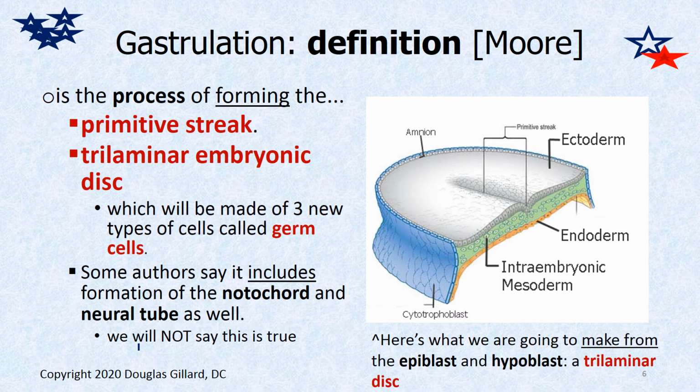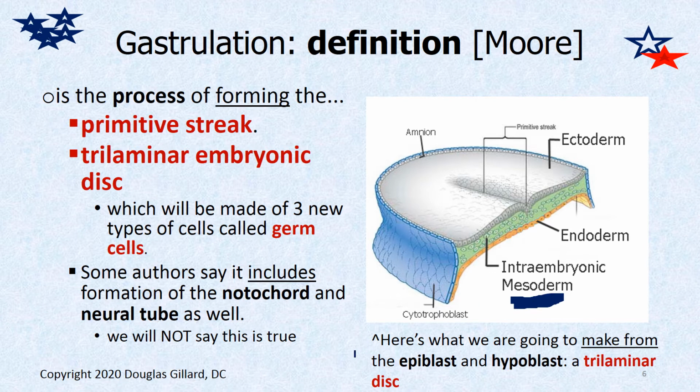All right, so the flat-out definition of gastrulation is the process of forming the primitive streak and then the trilaminar embryonic disc, during which you will create the 3 germ layers: the ectoderm, endoderm, and mesoderm. And here they are in our little cutaway view. Right now we don't have that. We have a bilaminar disc, and there's endoderm and ectoderm. Remember, we have an epiblast and a hypoblast. So we're going to convert that epiblast into the ectoderm and convert the hypoblast into the endoderm. And then we're going to create a brand new layer called the intraembryonic mesoderm. Everybody just calls it the mesoderm for short.